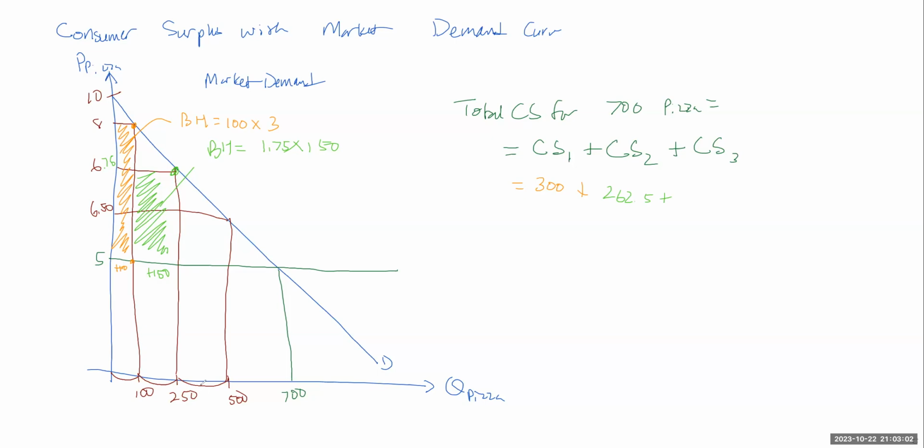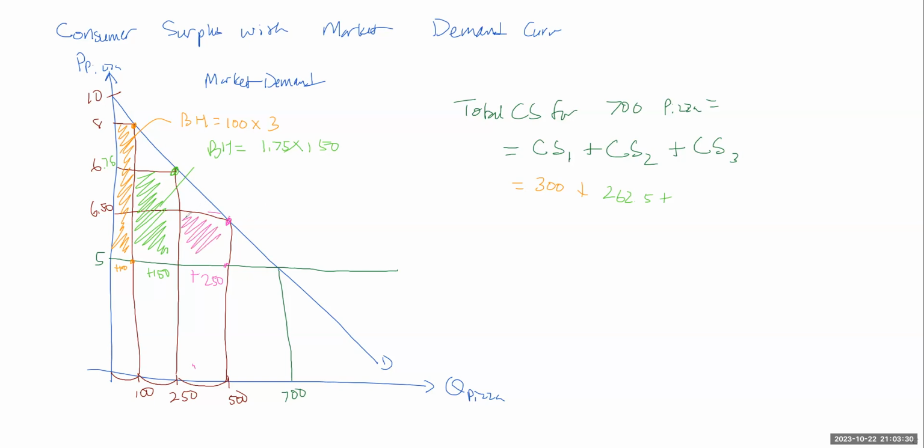they ended up buying again, 250 to 500. That's 250 slices. Okay. They ended up buying 250 slices. They're willing to pay $6.50, but they ended up paying 5. So they made out by $1.50 per slice.